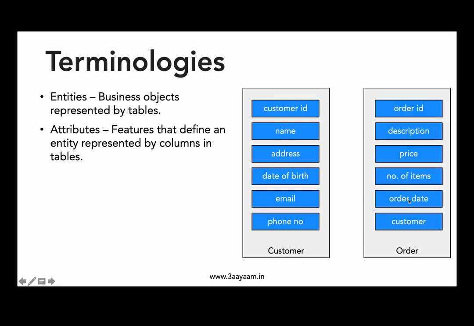Same is the case with order also. So the order entity has order ID, description, price, and so on. These are the attributes of order entity. But if you talk technically, the order table has these columns. So entity is the table and attributes are the columns. And then we have relationships, which are very, very important in relational databases.